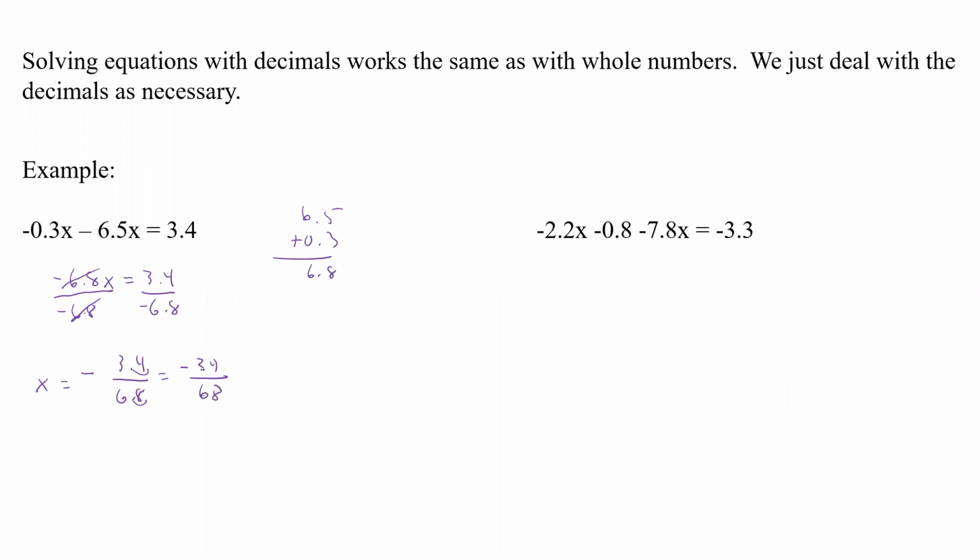Now, if we think about that, what is twice 34? Well, twice 34 is 68. So 34 will go in here once, 34 will go in here twice, and that's going to give us x equals a negative 1/2. And when you solve equations, you should always check. I'm going to leave the checks to the students here, but if you took the negative 3/10 times this minus 6.5 times this, that should equal your 3.4.